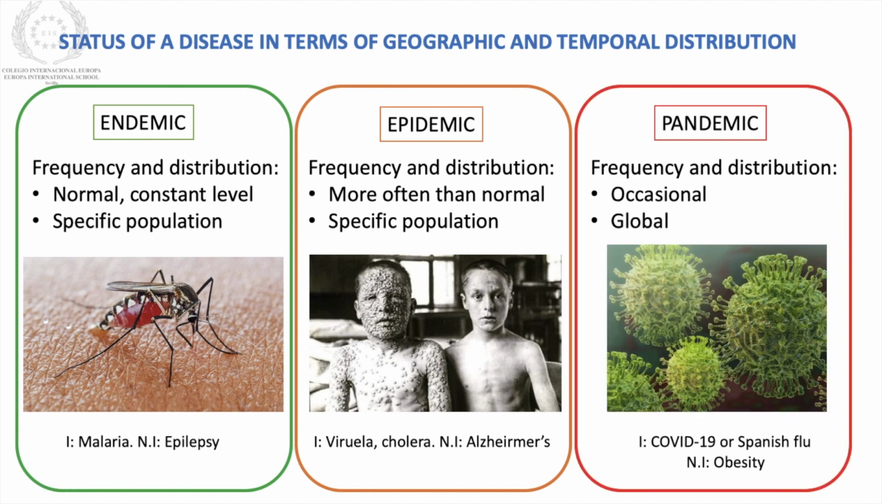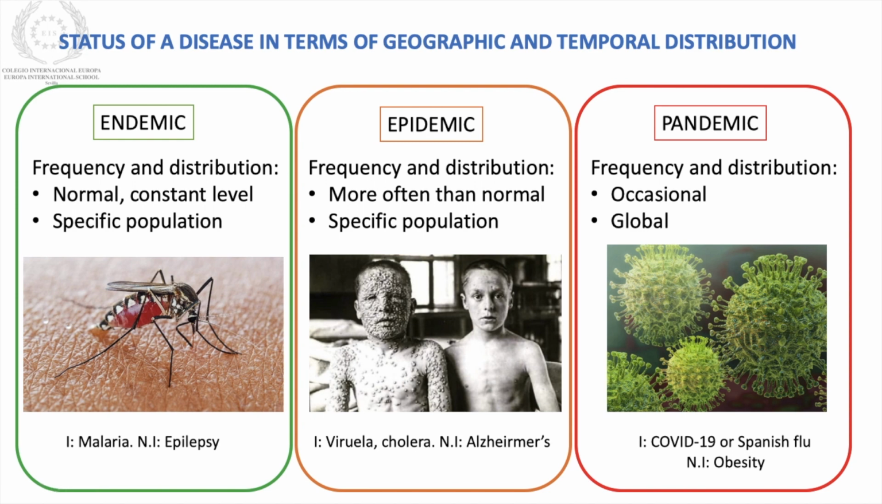And now we have the pandemic disease. The pandemic disease is very occasional, okay? It's not very usual to have this kind of disease, and the distribution is global, all over the world, okay? Now we are very conscious about pandemics like COVID-19, but the Spanish flu was another pandemic, and now the non-infectious disease that is acting all over the world is obesity, okay?